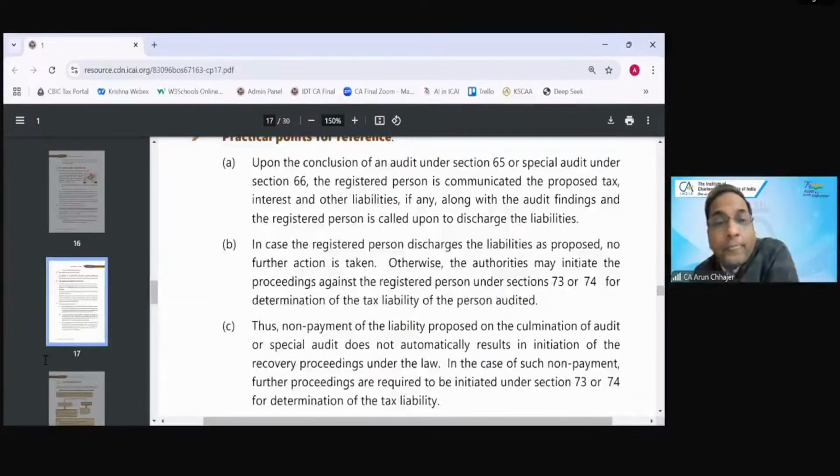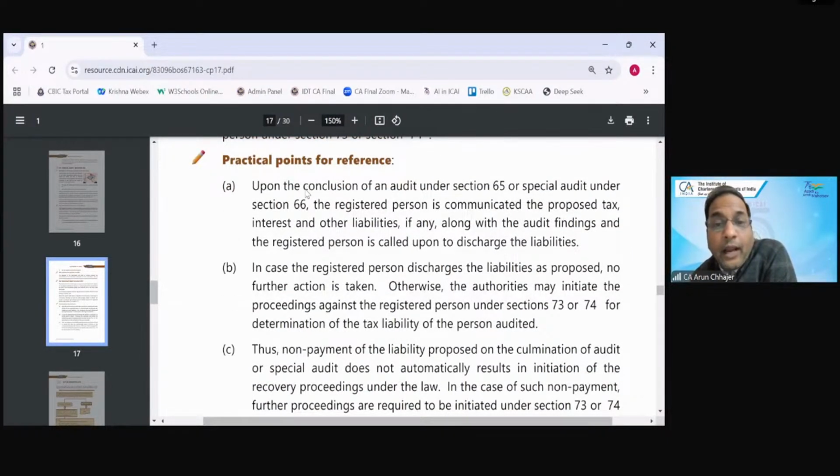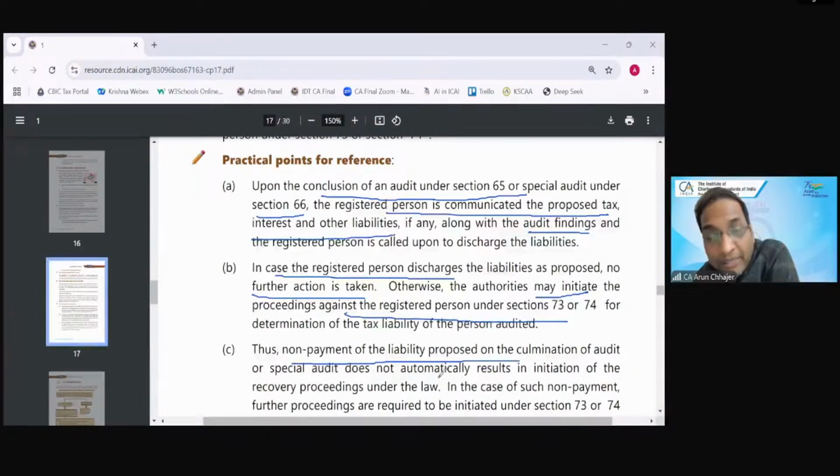Okay. Now, upon conclusion of an audit under section 65 or special audit under section 66, the registered person is communicated the proposed tax, interest, and other liabilities along with the audit finding. In case the registered person discharges the liability, no further action will be taken. Otherwise, the authority may initiate the proceeding against the registered person. Non-payment of the liability proposed on the culmination of an audit or special audit does not automatically result in the initiation of recovery proceedings. In case of non-payment, further proceedings are required to be initiated under 73-74 that we have already discussed, right?